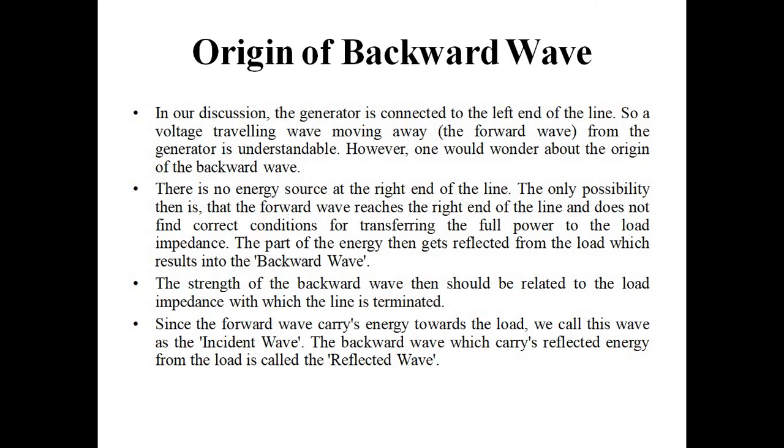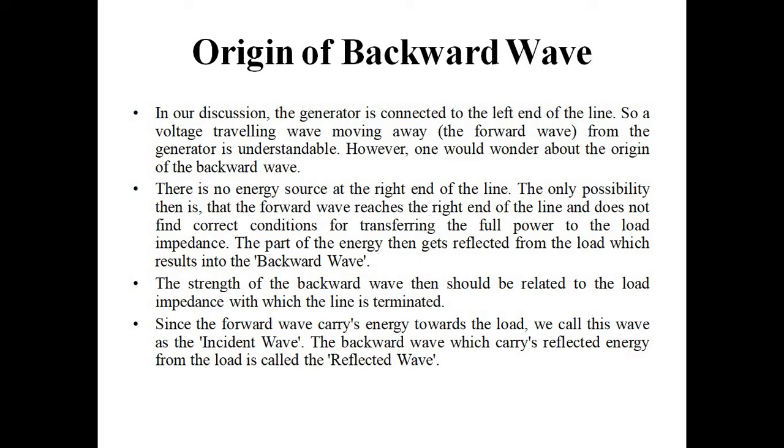Origin of the backward wave. In our discussion, the generator is connected to the left end of the line. So a traveling wave moving away, the forward wave from the generator, is understandable. However, one would ask about the origin of the backward wave, as there is no energy source at the right hand of the line. The only possibility is that when the forward wave reaches the right end of the line, it does not find correct conditions for transferring the full power to the load impedance.